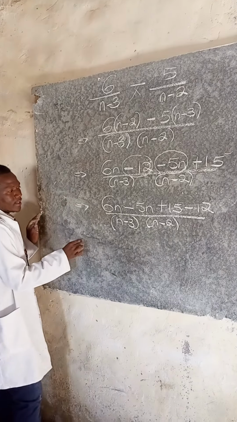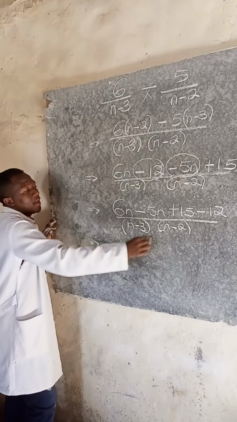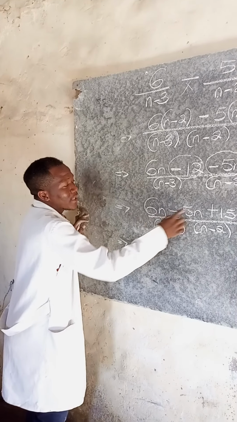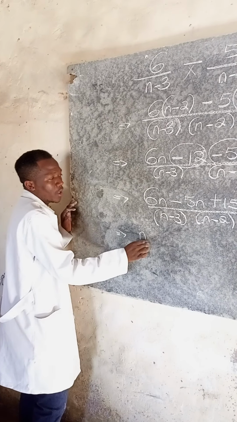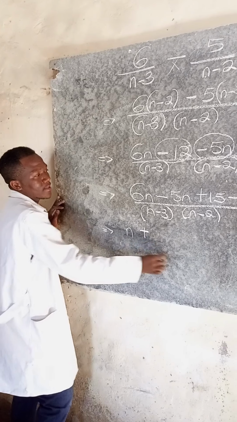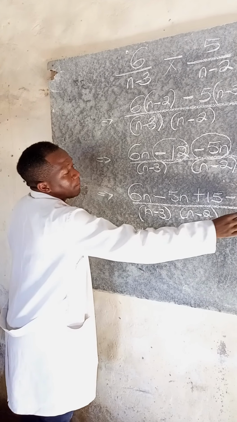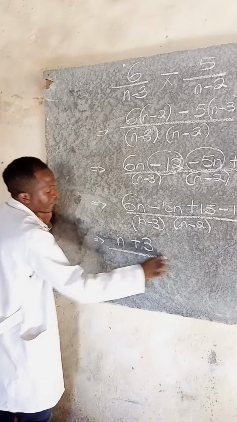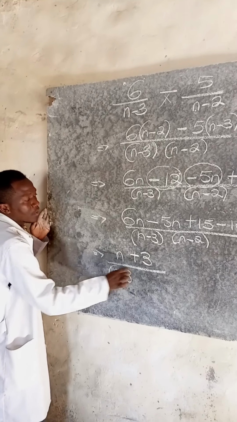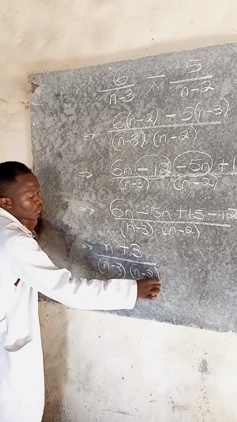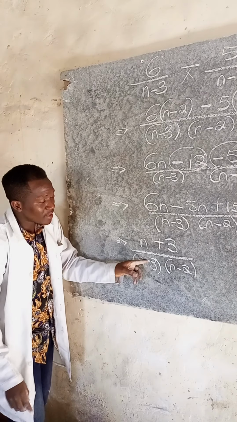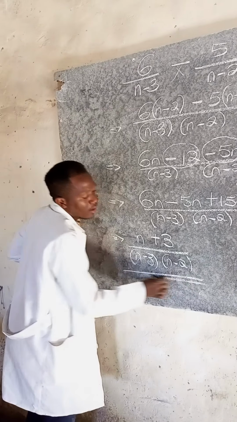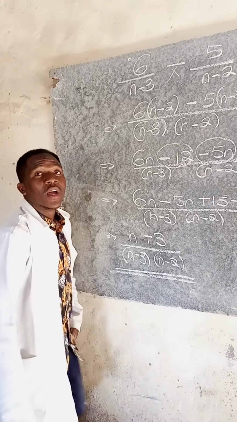At this stage, we say 6n minus 5n, the answer is 1n, but simply because a variable is common, we are only going to write that. Then plus 15 minus 12, which gives 3, over n minus 3, then n minus 2. If this was a positive, I would have cancelled, but now that these are different, I'm going to leave it here. So this is the final answer.